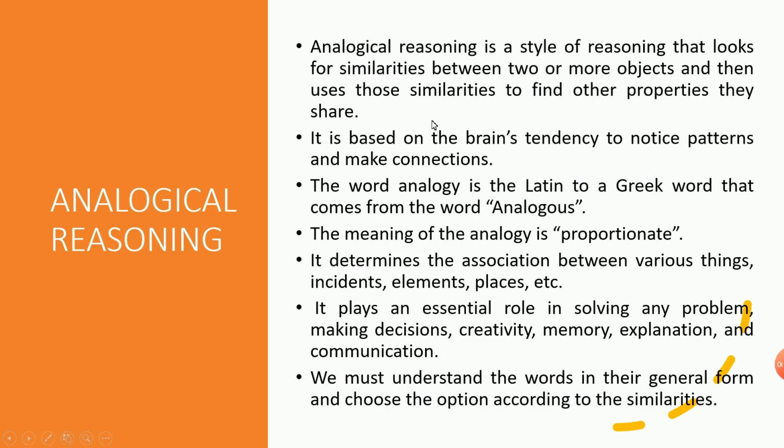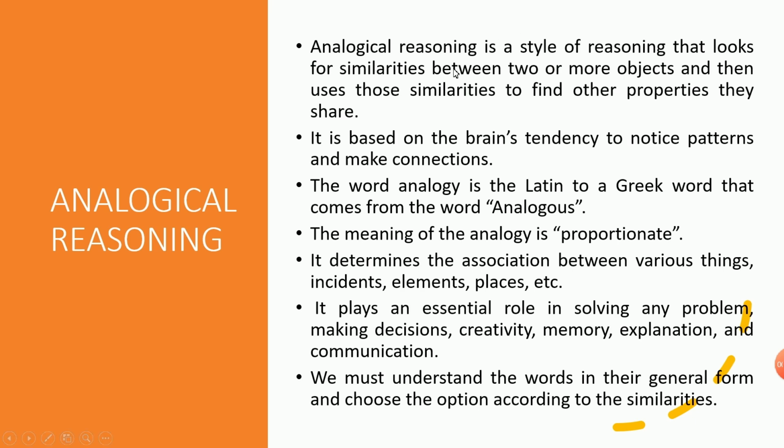Next is analogical reasoning. Analogical reasoning is a style of reasoning that looks for similarities between two or more objects, then uses those similarities to find other properties they share. We are comparing two different vehicles, let's take as an example a Honda Activa and TVS Scooty. Both are counterparts, like the TVS Jupiter. So both are similar in shape. Both run on petrol. So both have certain features similar to each other.